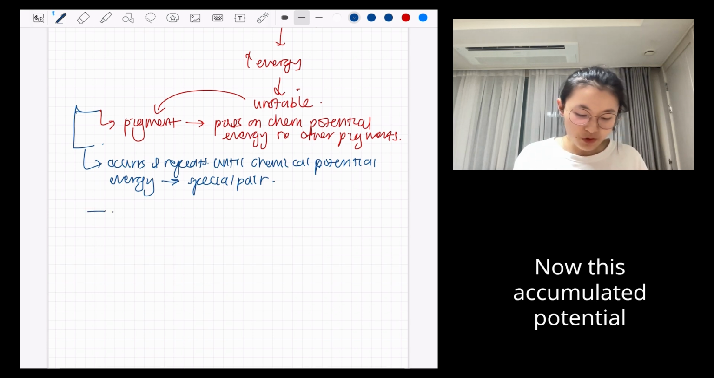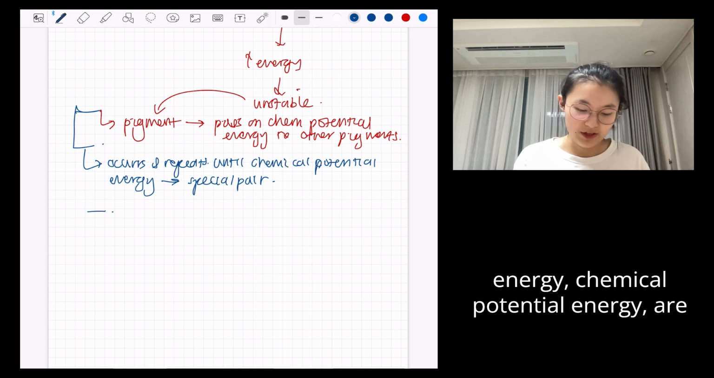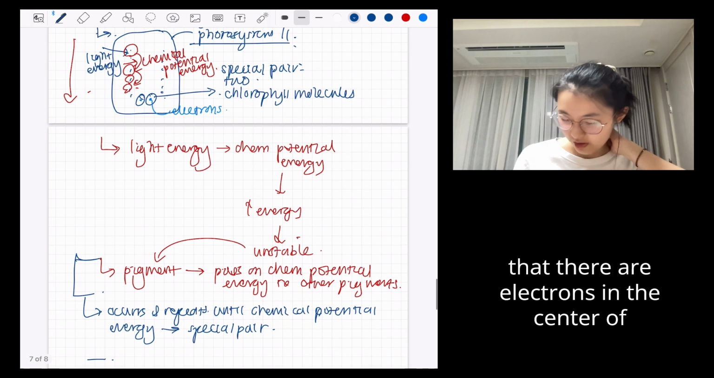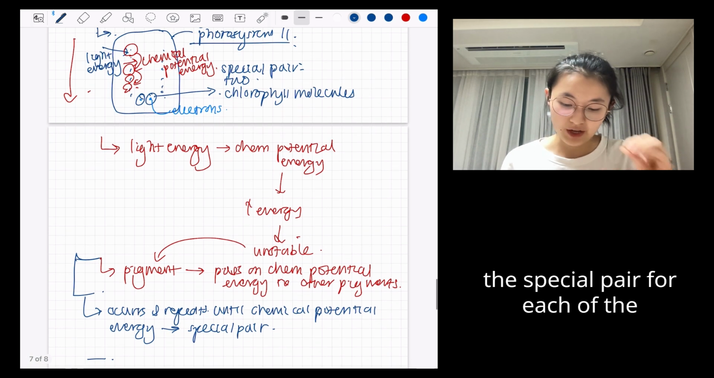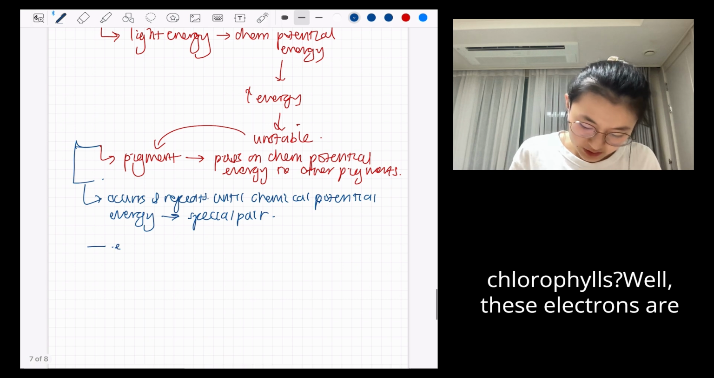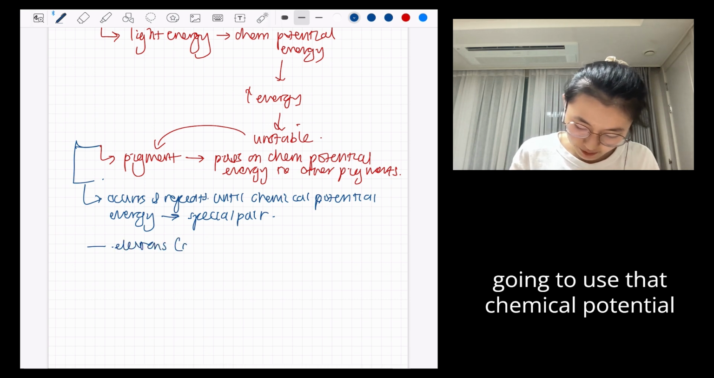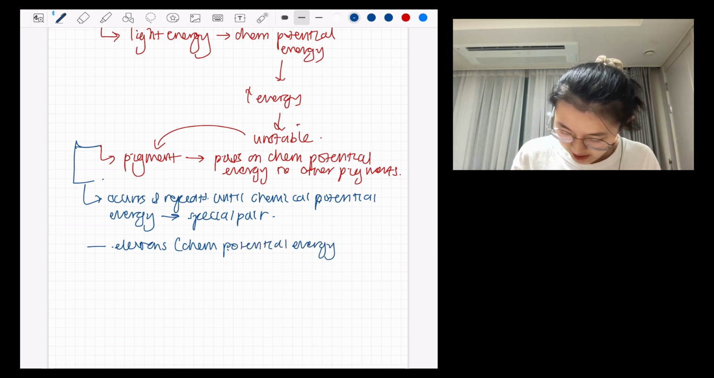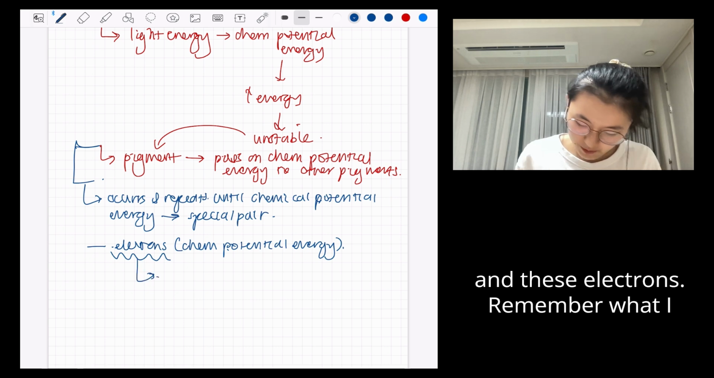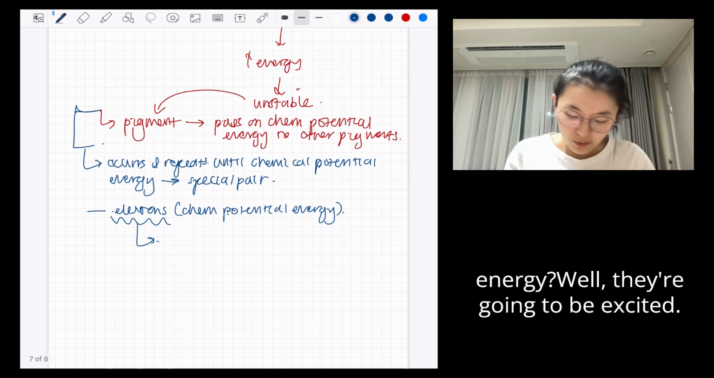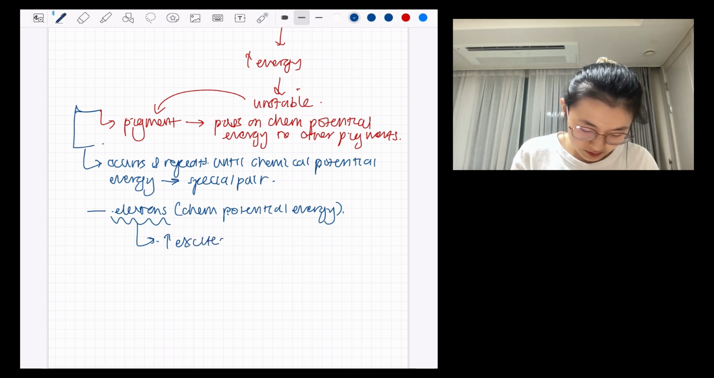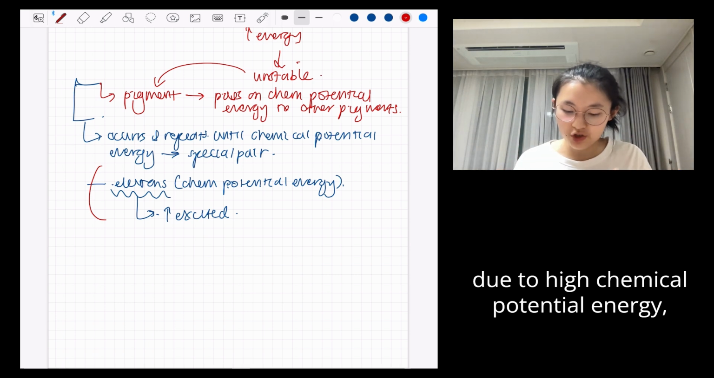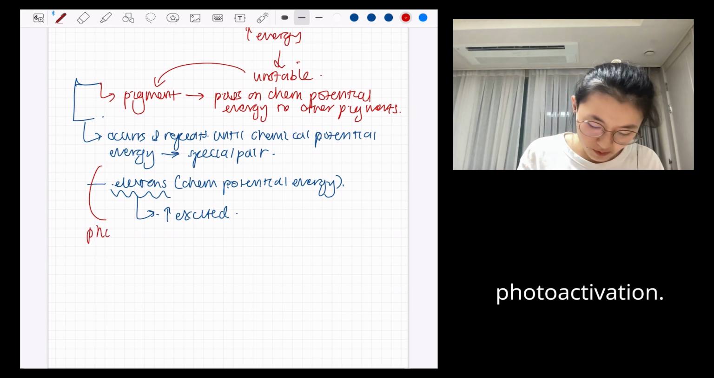Now, this accumulated chemical potential energy is going to be used by electrons in the special pair. Remember how I mentioned that there are electrons in the center of the special pair for each of the chlorophylls? Well, these electrons are going to use that chemical potential energy. And remember what I said about electrons having a lot of energy? Well, they're going to be excited. This process, wherein these electrons, due to high chemical potential energy, become excited, is called photoactivation.